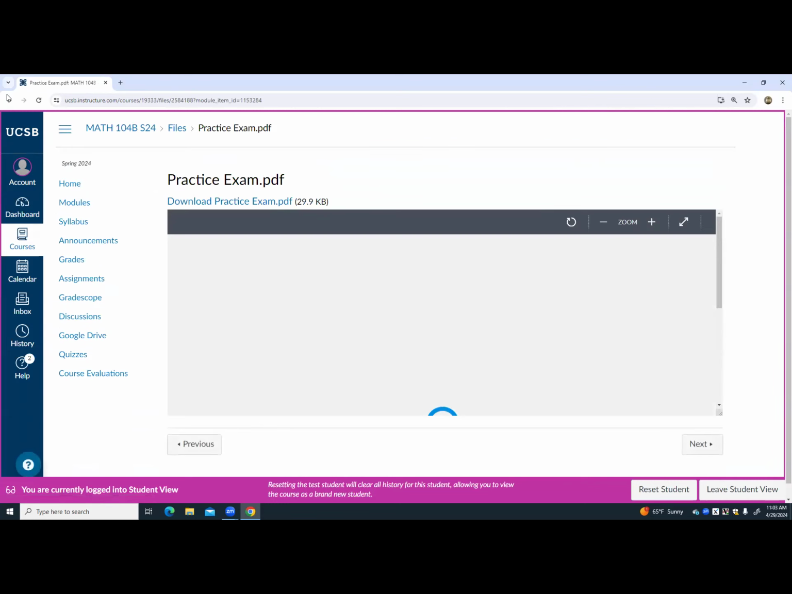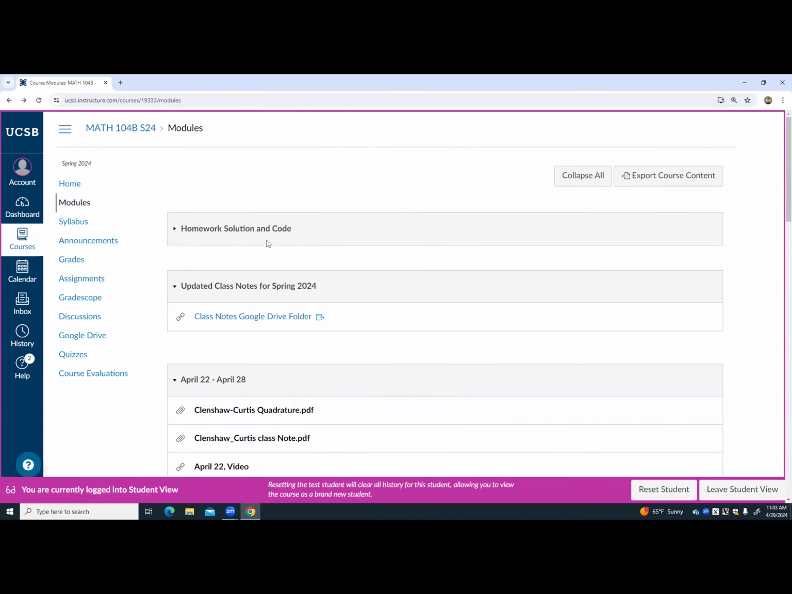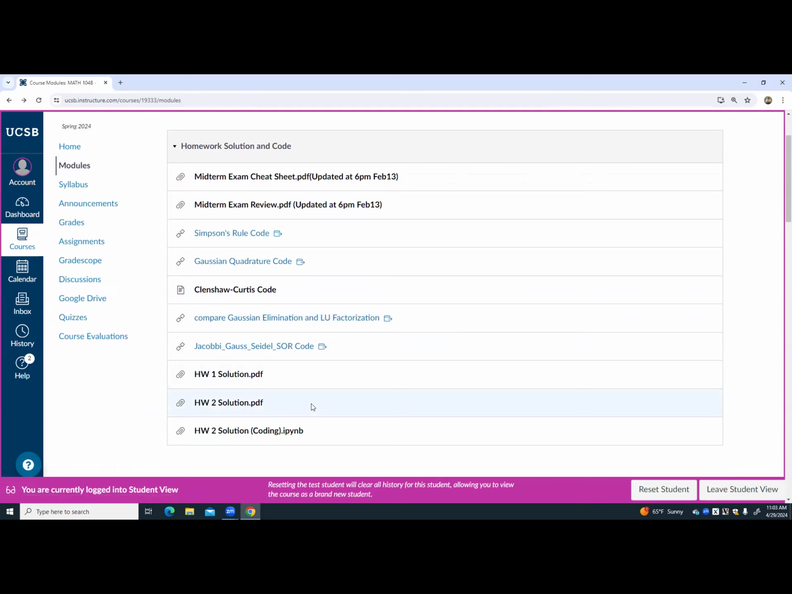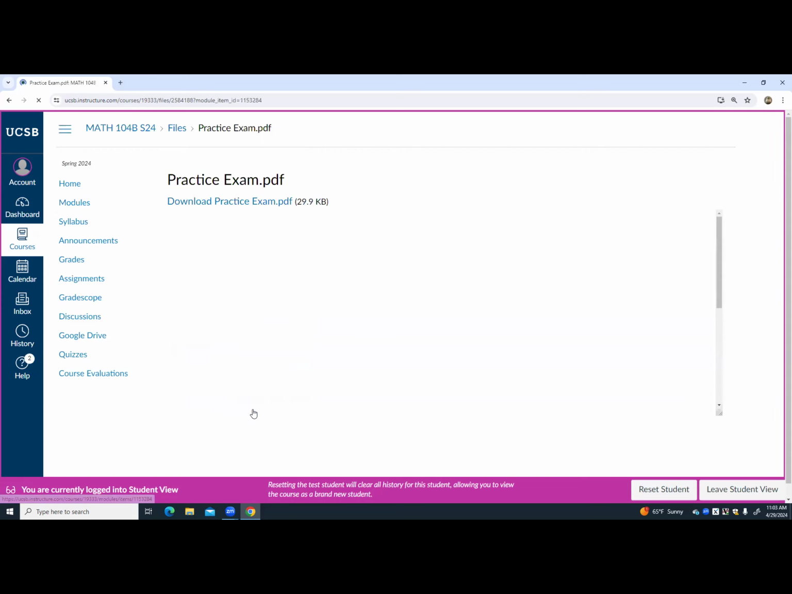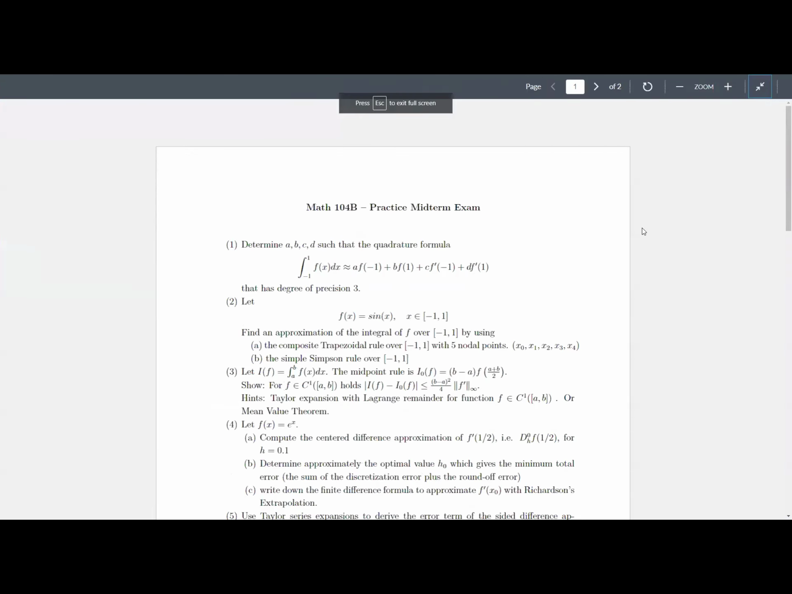And I'm going to move this part to the homework and solution part and code part. And then you will see I also moved the midterm exam cheat-sheets and midterm exams review PDF here. I'm going to move the practice exams to here as well after this class. And if you take a look at the practice exam, I'm going to change the number of questions this time.